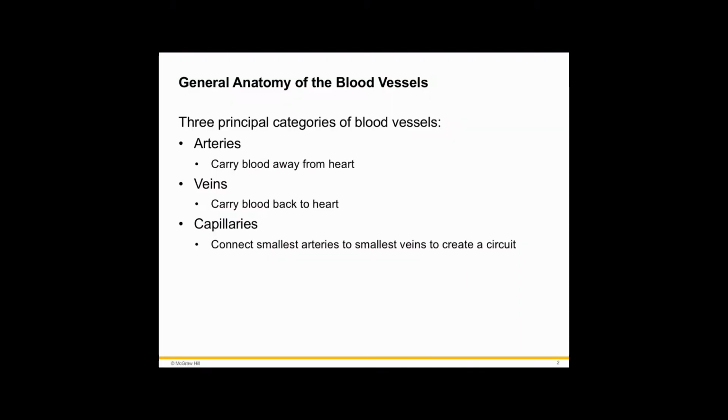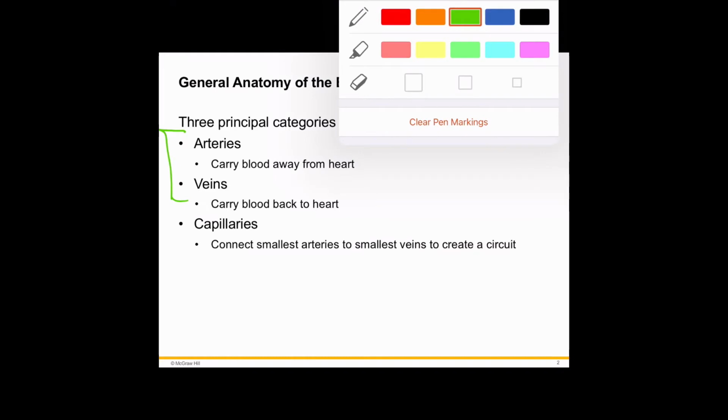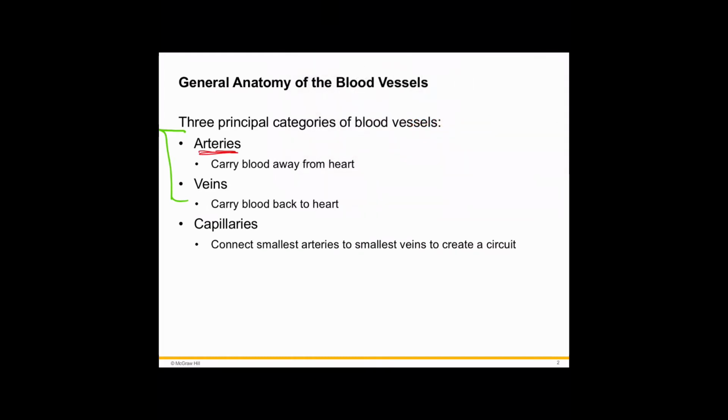So, the general anatomy of blood vessels that we're going to worry about are going to be in these three categories. These two are the big ones. And generally, what you'll see for arteries is red, right? And then what you'll see for veins is generally blue. And then capillaries are kind of interesting.